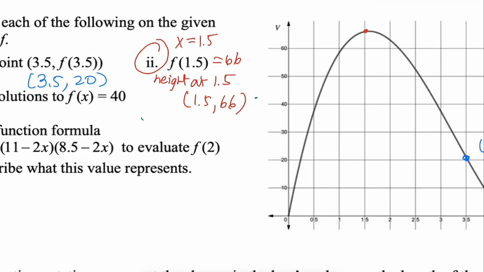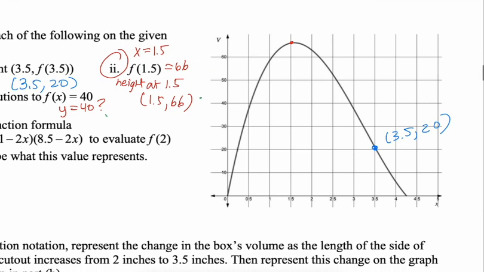Okay. Now let's look at this next one. It says find the solutions to f of x equals 40. Remember, that means where is y 40? Where is the height 40? So go over to your graph. Let's highlight the 40 line. There's the height of 40. So that is saying, where on the graph is the height 40?